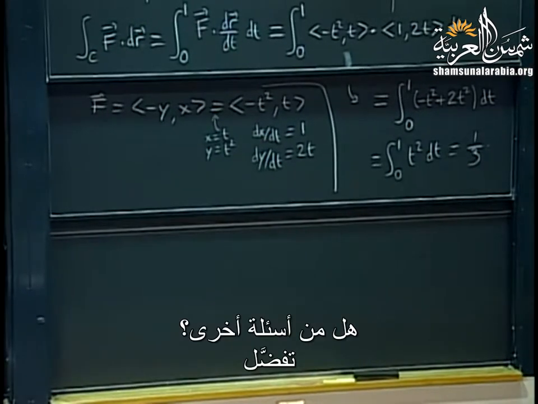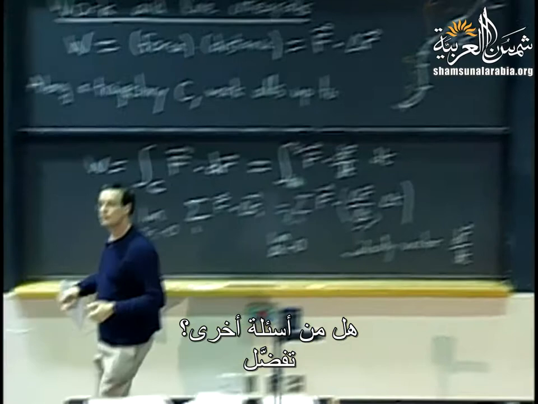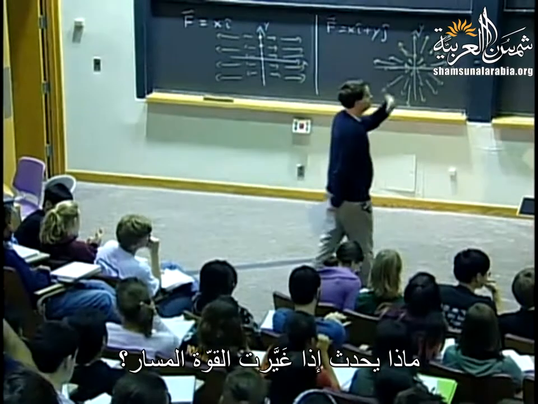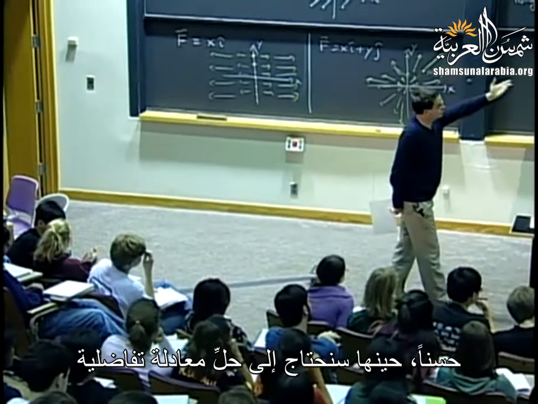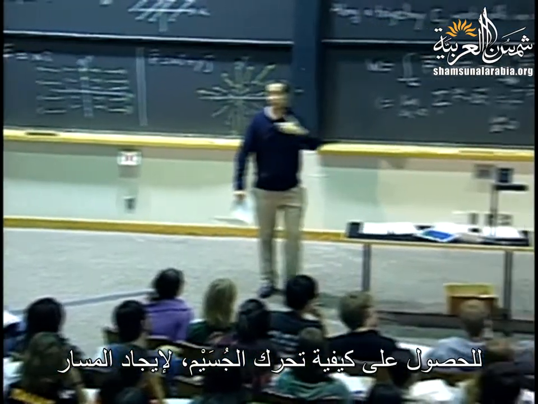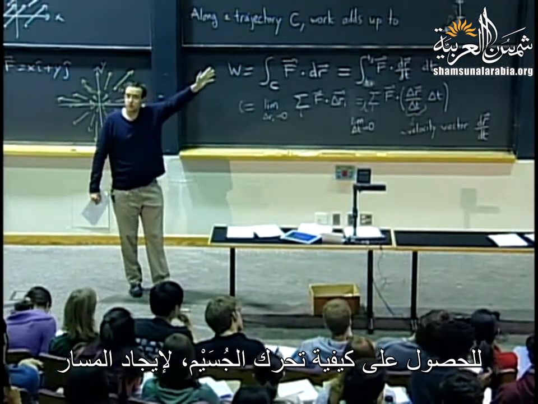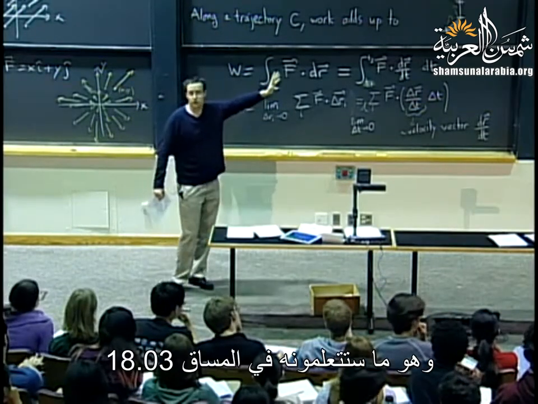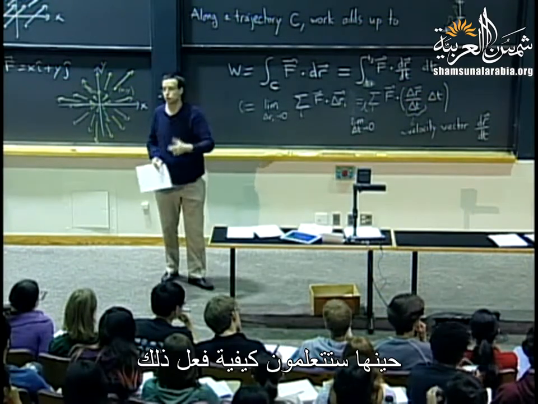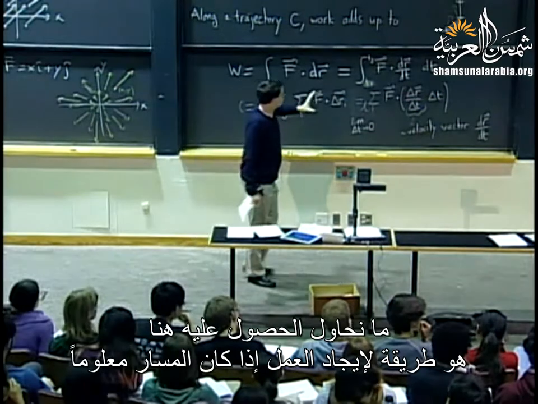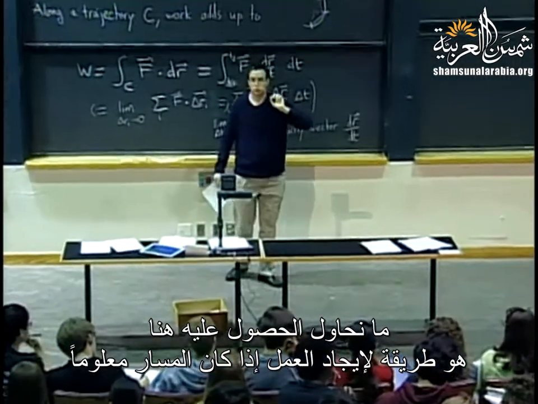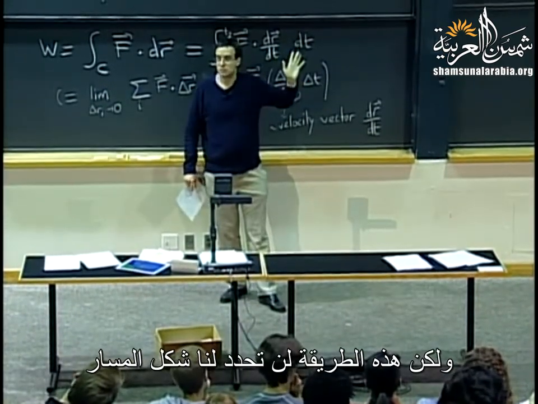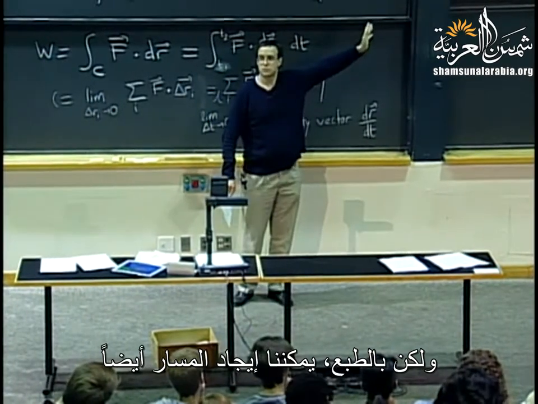Any other questions? Oh, yes. What happens when the force affects the trajectory? Well, then you'd have to solve a differential equation telling you how the particle moves to find what the trajectory is. That would be a very useful topic, and that's probably more like what you will do in 1803, although maybe you actually know how to do it in this case. What we're trying to develop here is a method to figure out, if we know what the trajectory is, what the work will be. It doesn't tell us what the trajectory will be, but of course we could also find that.